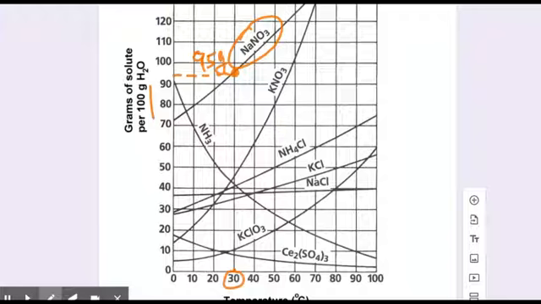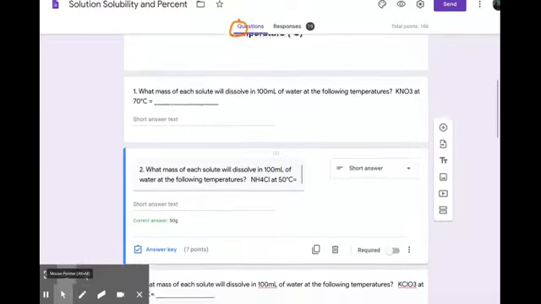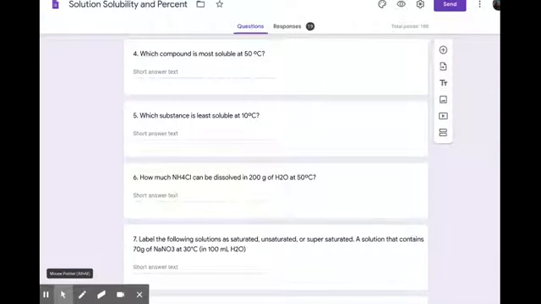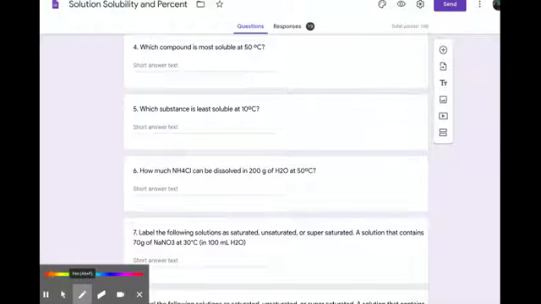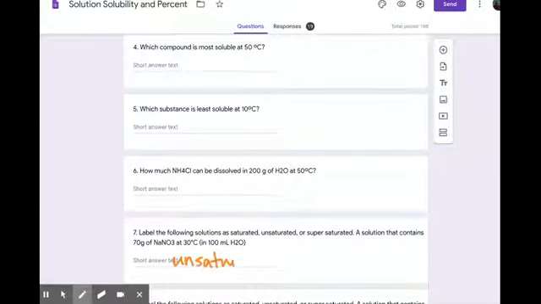But the actual amount we have is 70 grams. So 70 is lower than the maximum soluble amount of sodium nitrate to be dissolved, right? It has not reached its maximum. So if the amount of compound is below its solubility or max capacity, it's unsaturated. So this question is unsaturated.